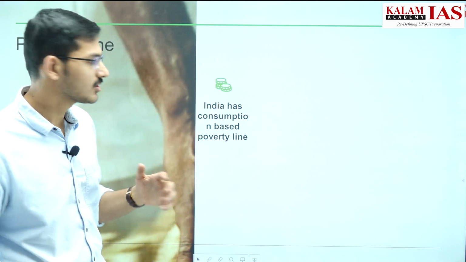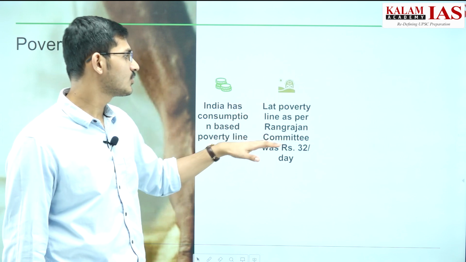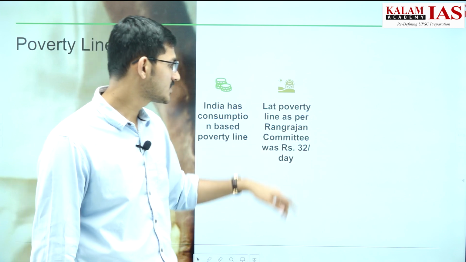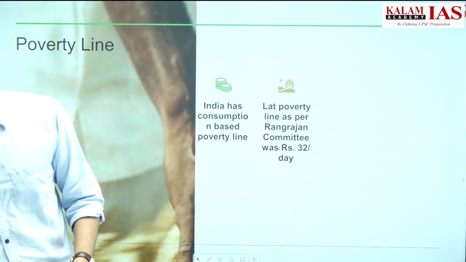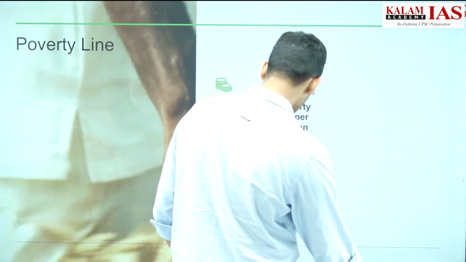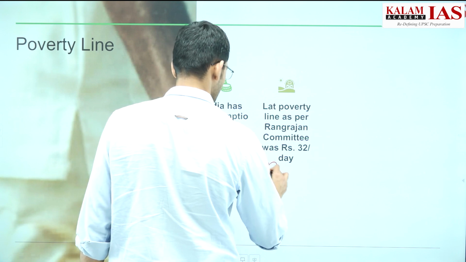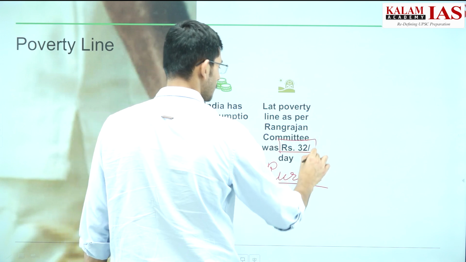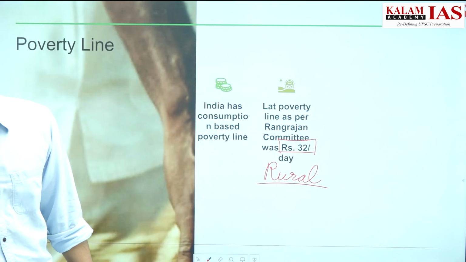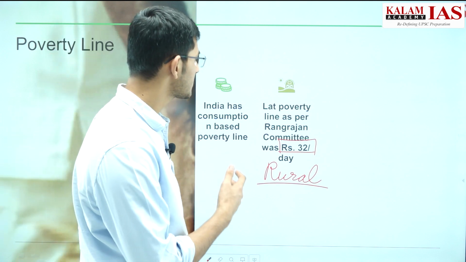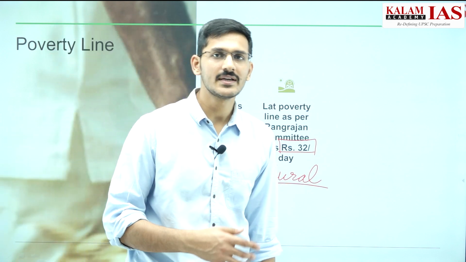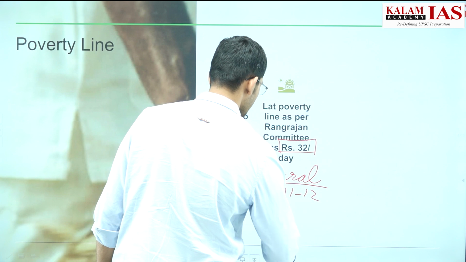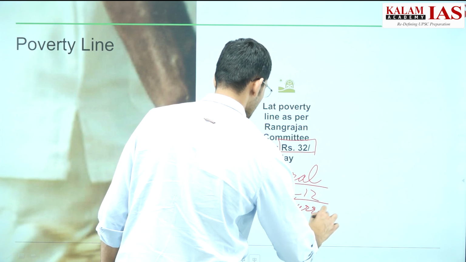The poverty line is decided on the basis of consumption, and the latest poverty line, as per the Rangarajan committee, was 32 rupees per person per day in the rural areas. It was in the rural areas and not the urban areas. For the rural areas, the poverty line is 32 rupees per person per day. If any person is spending that, then the person was not considered as poor in rural India in the 2011-12 current prices. So there can be a static question also.